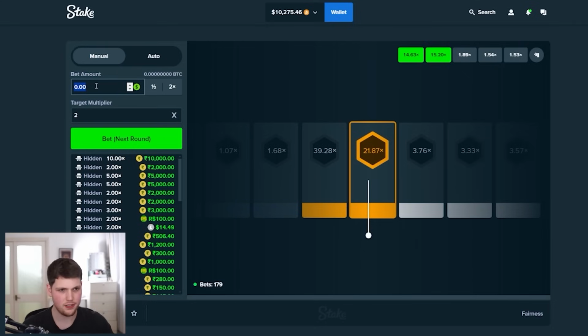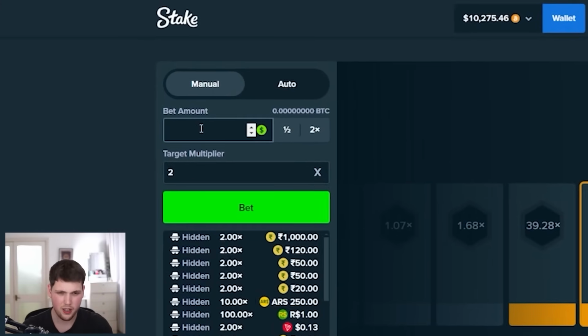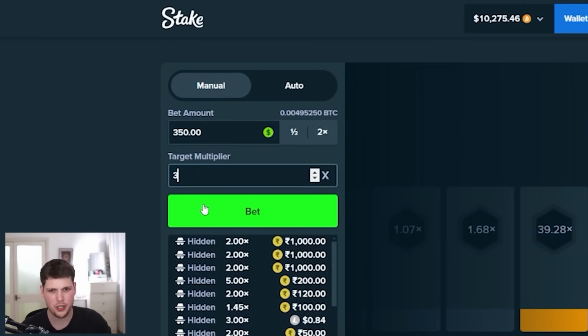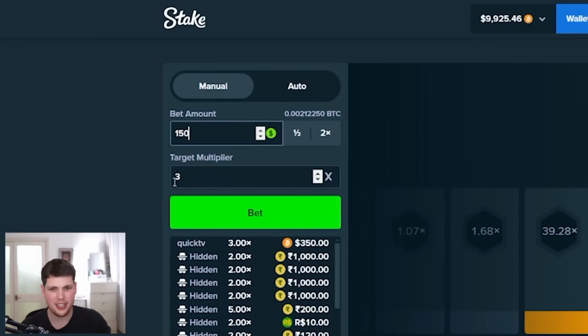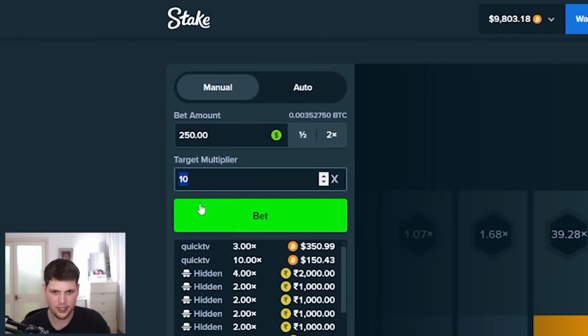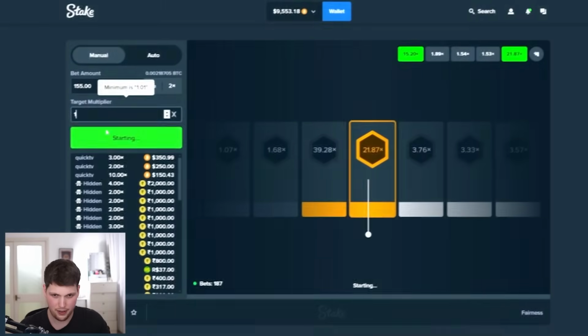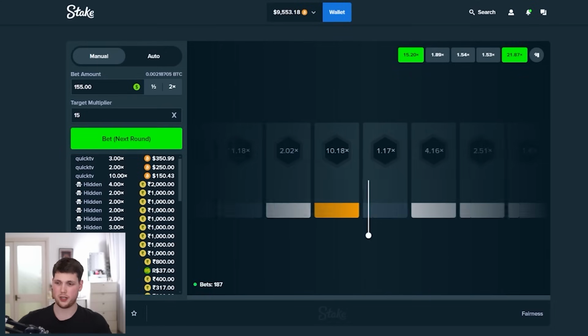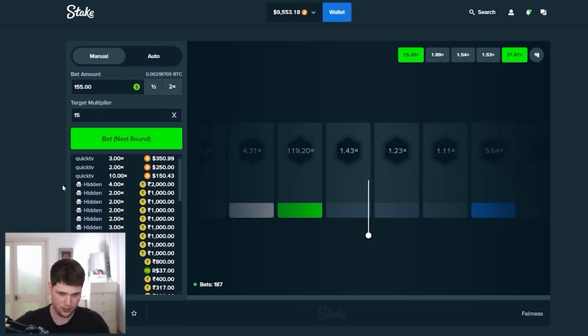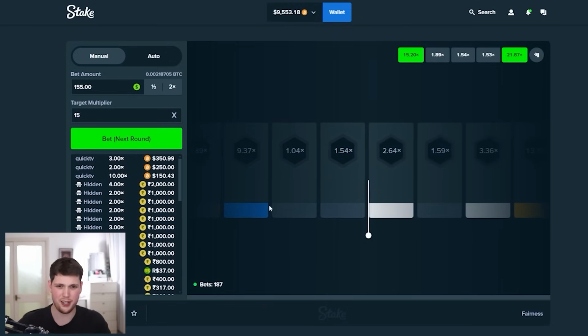Not ideal. I'm about to do my $1,000 on one spin here. 350 is going in on 3. 150 is going in on 10. 250 is going in on 2. And we'll get 155 on 15. I didn't even get a chance to put my entire 1k down. But we've got a good amount locked in here. That's a 2.6. That's 250. We're gonna lose money, unfortunately.